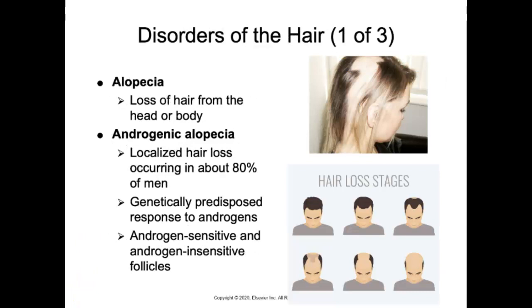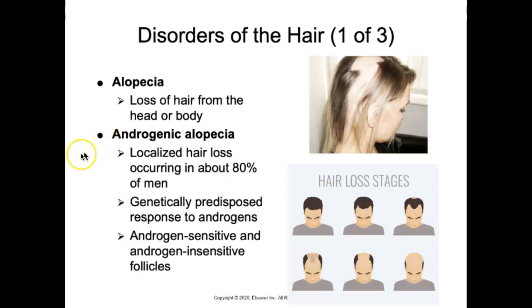Next, we'll get into disorders of the hair, starting with alopecia. This is when we have loss of hair from the head or the body, and it's due to a disruption in the growth phase of the hair follicle. And this could be due to a systemic disorder, such as hypothyroidism or iron deficiency, or maybe the person is going through chemotherapy for a cancer that they have, and it could be due to hormonal or immune reactions.